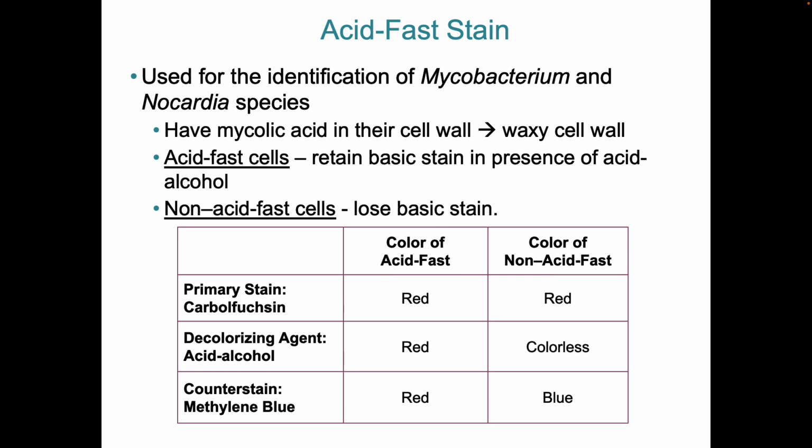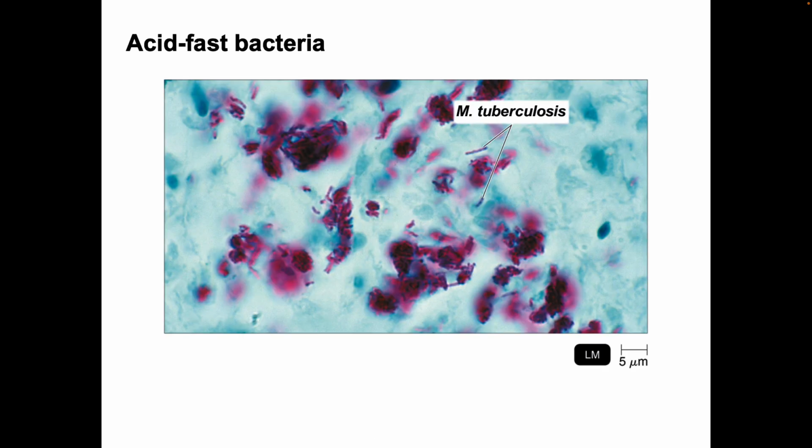And so that looks something like this, where you have other things in there. They could be eukaryotic cells, they could be something else, but you actually can see the Mycobacterium tuberculosis.